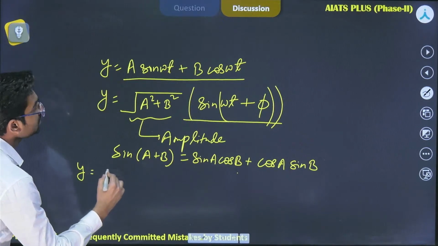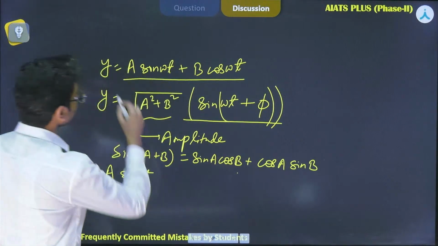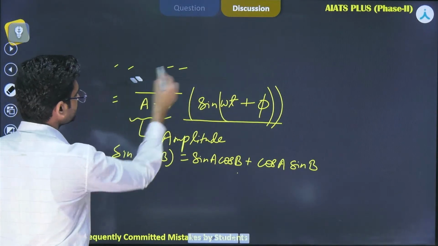So if I have to form cos B and sin B here, this is the method that we have to use. y equal to a sin omega t. Okay, so I am erasing this part.